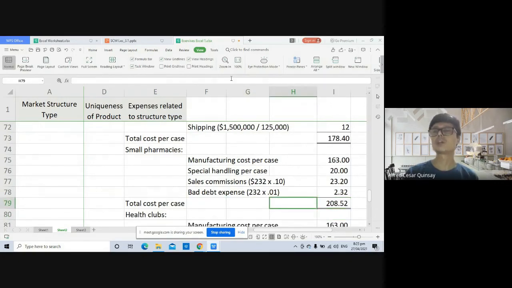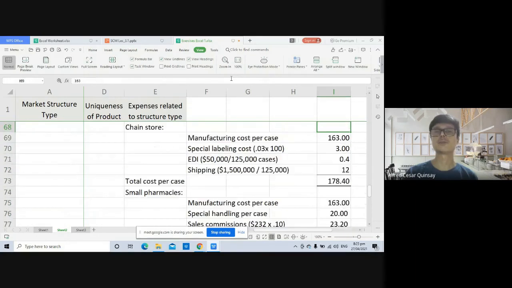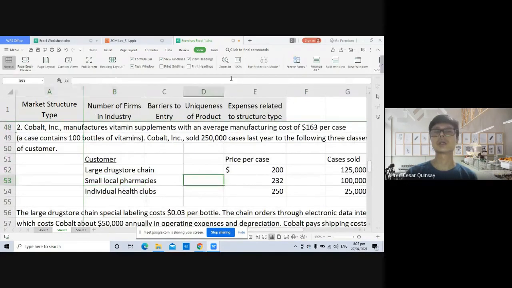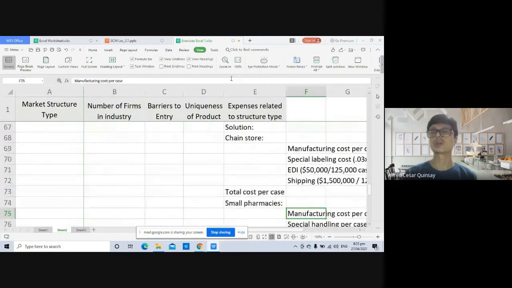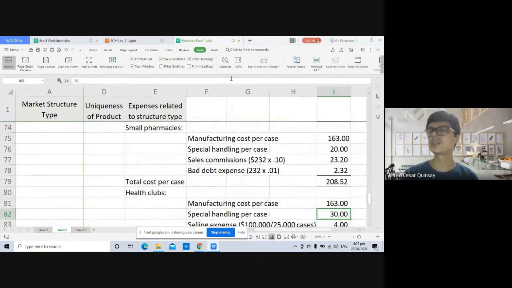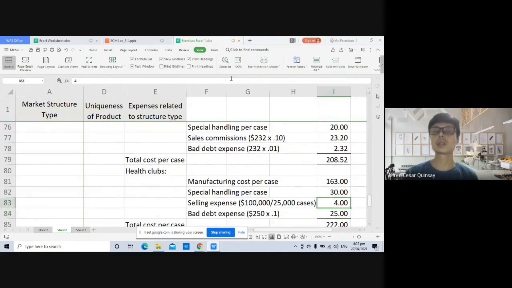Yan. So medyo mas mataas yung cost ng small pharmacy doon sa chain store, which is understandable naman kasi mas mataas naman yung kanyang selling price, no. Okay, at 232. Okay? So, ang tatanungin mo dyan, feasible nga ba yung mga presyo nila, no? Okay, so tignan muna natin itong health club.